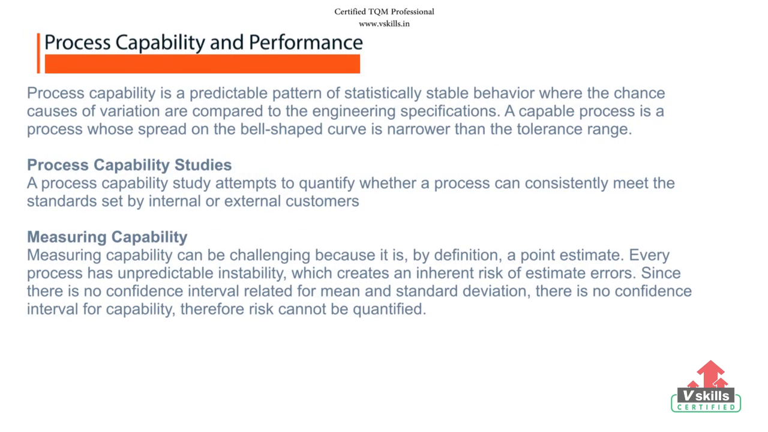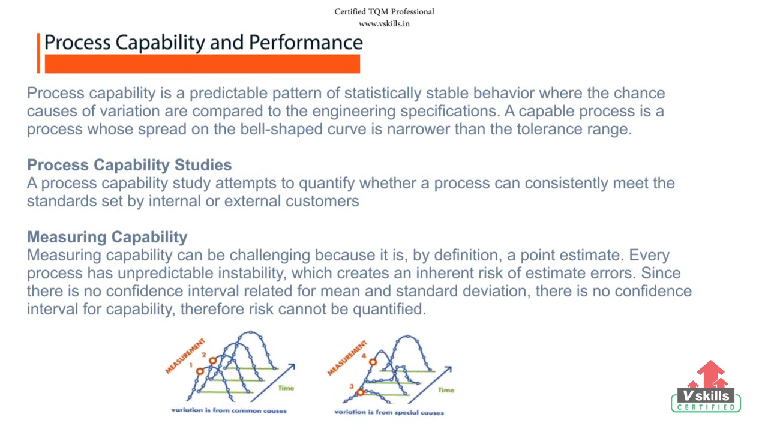Process capability is a predictable pattern of statistically stable behavior where the chance causes of variation are compared to the engineering specifications. A capable process is a process whose spread on the bell-shaped curve is narrower than the tolerance range. Process capability study attempts to quantify whether a process can consistently meet the standards set by internal or external customers.